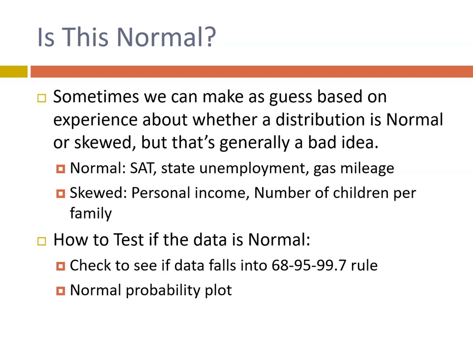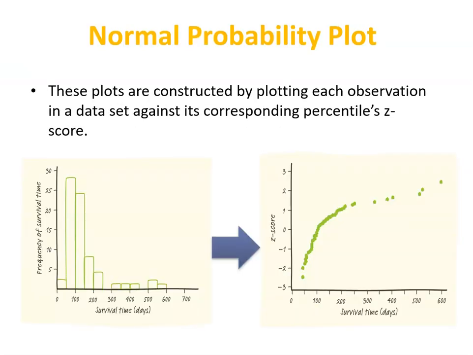So there's a couple different tests that you can do to see if data is normal. What you can do is take your data set and see if the data falls into the empirical rule, the 68, 95, 99.7 rule. The other option is to create something called a normal probability plot. Normal probability plots are constructed by plotting each observation in the data set against its corresponding percentile's z-score.